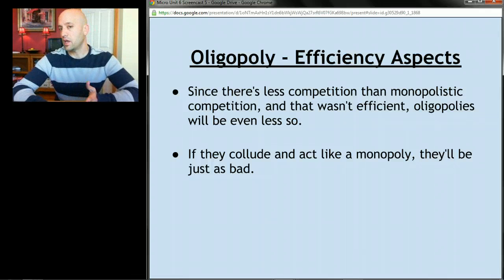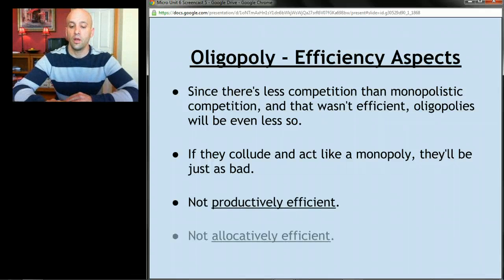I'm not going to go through again what it means to be productively efficient or allocatively efficient. You can go back to the third screencast in this unit or the previous units to see that. But if they're acting like a monopoly, or even if they're acting with some degree of market power, they're not going to be productively efficient, and they're not going to be allocatively efficient. Again, it's only perfect competition that got us to those outcomes.